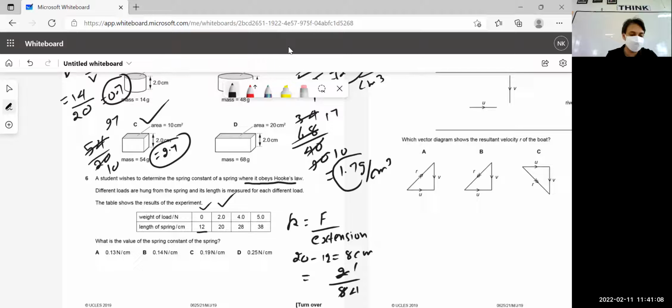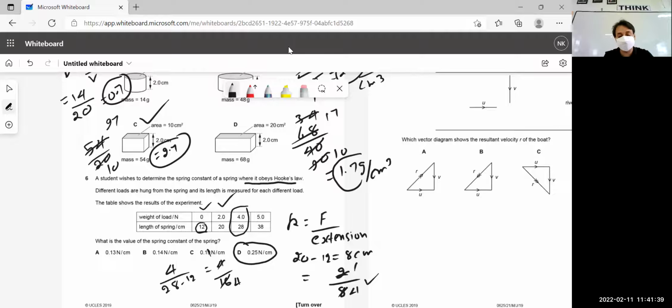Let me use the calculator. 1 divided by 4, that is 0.25. So 0.25 I will get here. The same answer you will get if you take this value, when the force is 4 Newton. How much is the extension, children? Initial length was 12, and the total length when the force is 4 Newton is 28, so 28 minus 12 is 16. So 4 divided by 16, again the same thing, 1 by 4, that is 0.25.